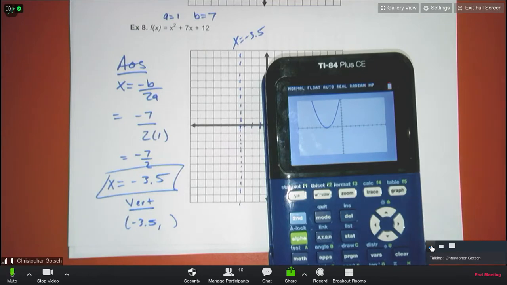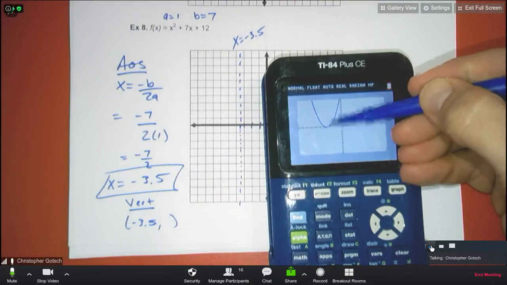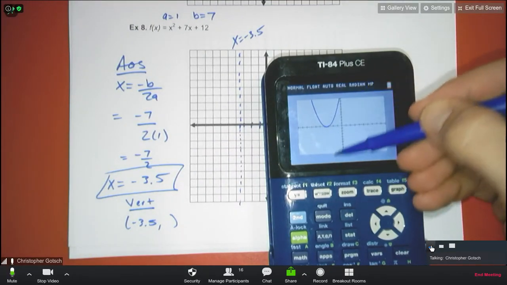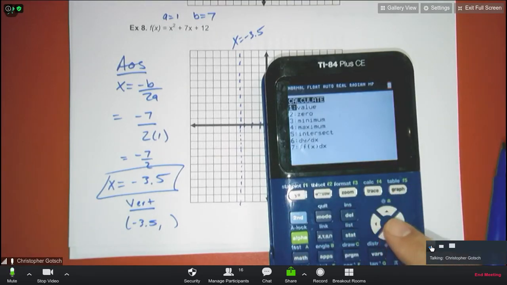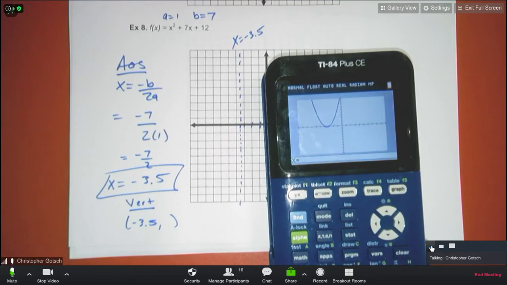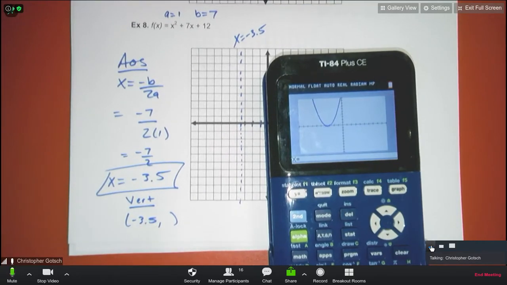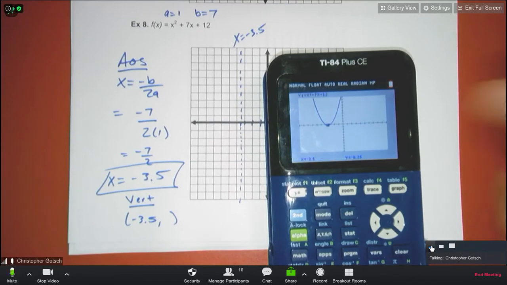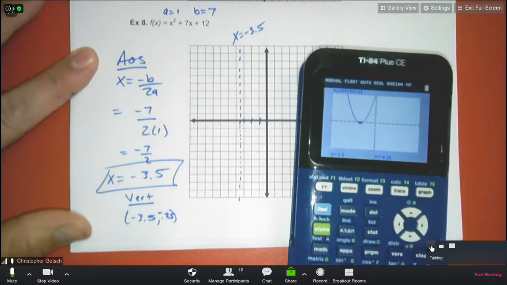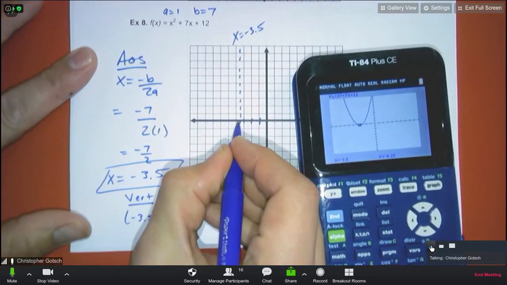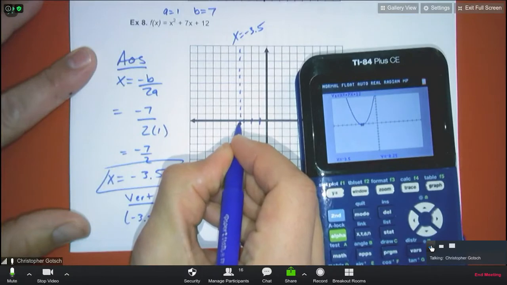And now I want to find this vertex, which is again on my axis of symmetry. So all I got to do, second trace, value, and now this allows me to plug in any x value I want. I want to plug in this guy right here. I want to plug in negative 3.5, press enter, does it all for me. I got negative 0.25. Okay, so negative 0.25 is like a fourth of a box down. Just put a little dot there.